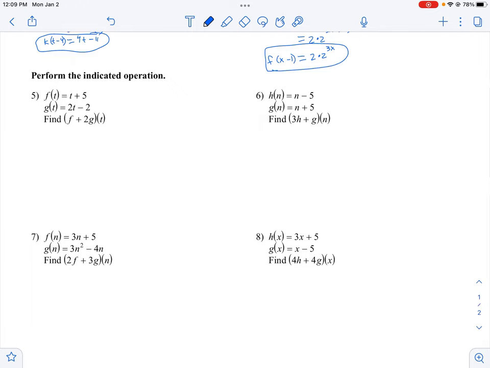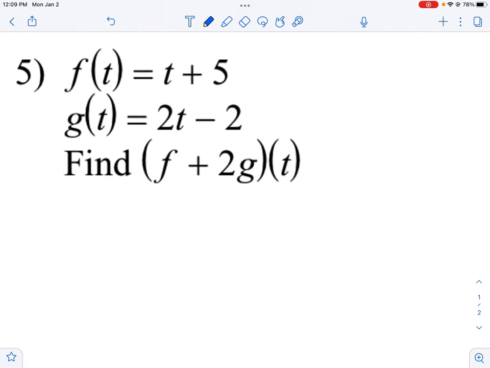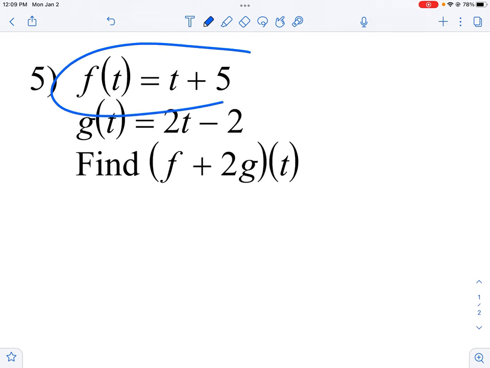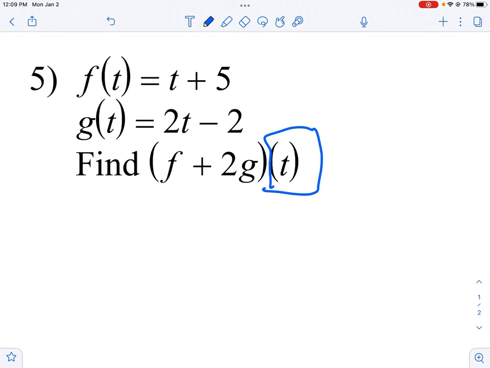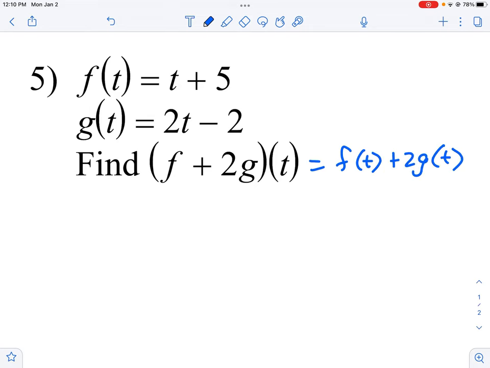The next section is you have to do function operations. So the way this works is it gives you multiple functions. Like here's f, here's g, and you have to do something with it. This does not mean times t, just like this also does not mean times by t. It is of t. So what's going on is this says the same thing as f of t plus 2 times g of t. And so you need to know that about these function operations.